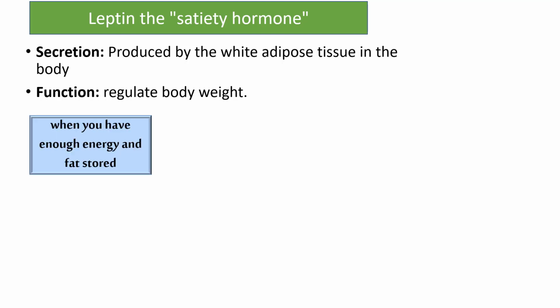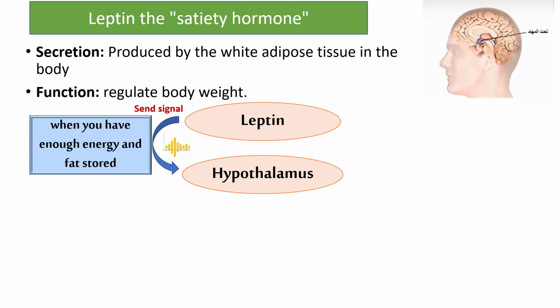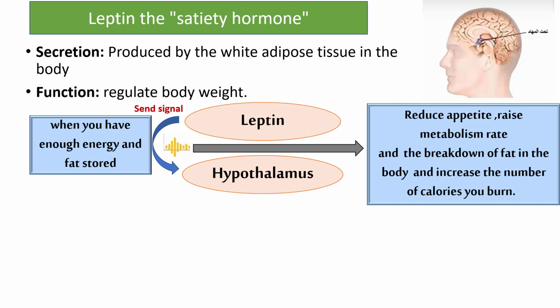When you have enough energy and fat stored in your body, your adipose tissue or the fat will start producing leptin, which will send a signal to the hypothalamus. The hypothalamus is a part of the brain that determines whether you are hungry or full. Then, this will reduce your appetite, raise metabolism rate and the breakdown of fat in the body, and also it increases the number of calories you burn.